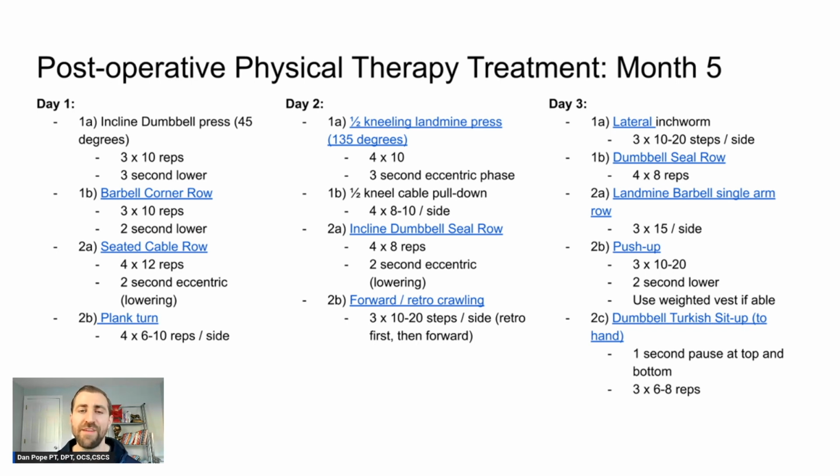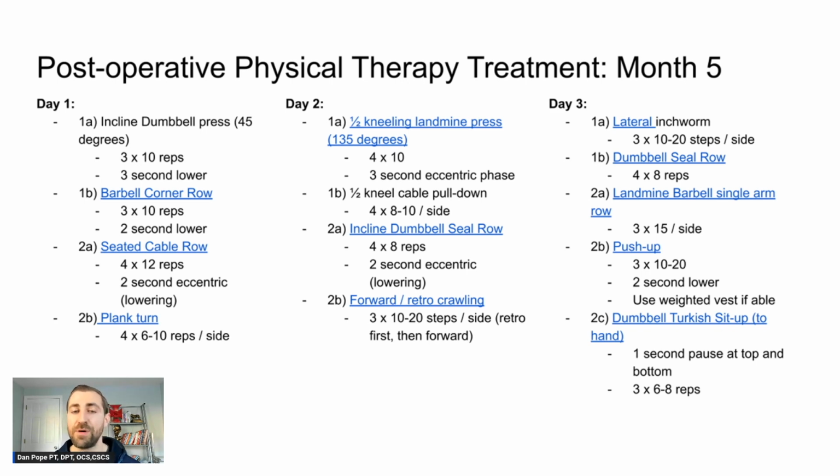On day 2, we have a half kneeling landmine press. So we're starting to press more and more overhead. Like I said previously, Brian wants to get back to a lot of overhead activities. So you have to slowly ramp our way there. Incline dumbbell press and landmine press, a great way to start to progress your way there. A half kneel cable pull down, trying to develop symmetry with overhead pulling. That's a great way to do it.